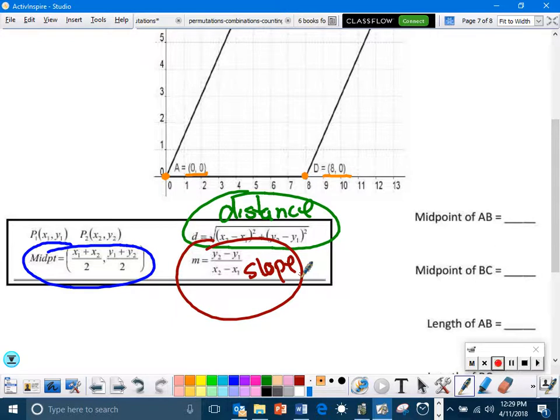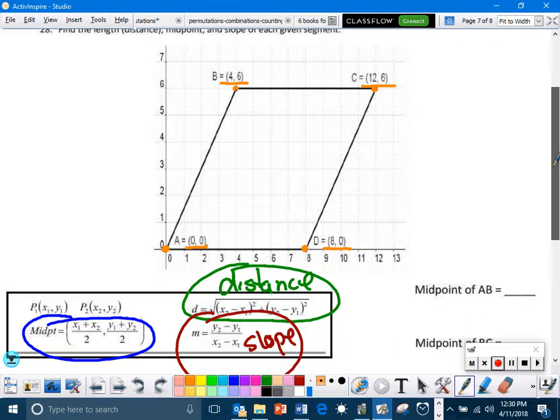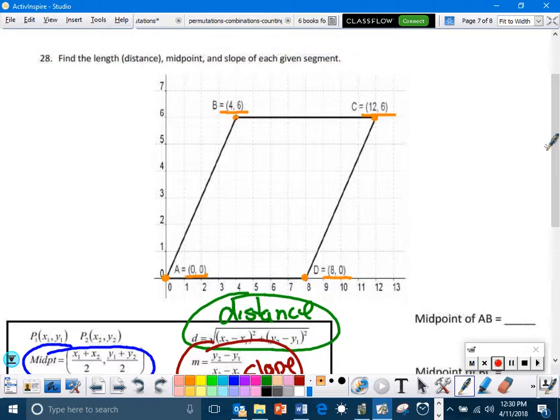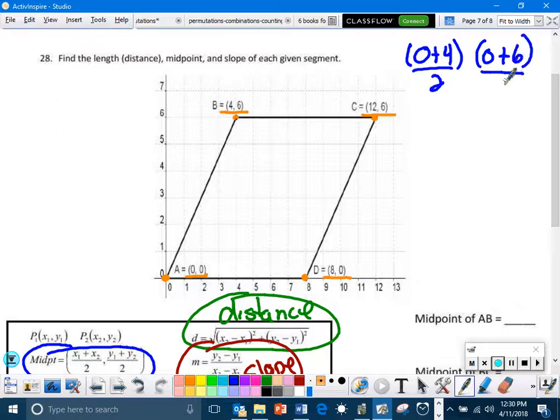Okay, the first one is the midpoint of AB. I'm going to take the x values, 0 plus 4, and divide by 2. And I'm going to take 0 plus 6 and divide by 2. So the midpoint would be 2, 3.